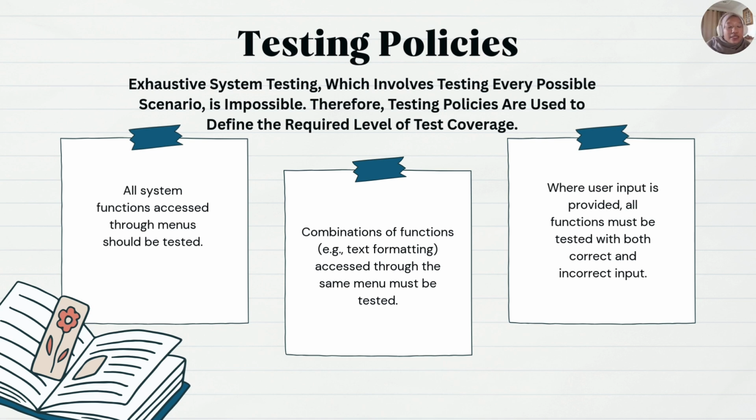In short, testing policies are used to define the required level of test coverage. Right, so it involves the testing. Testing every possible scenario is impossible. So we go for the examples. The first one is that all the system functions accessed through the menu should be tested. The second is about the combination of functions, like text formatting. For example, text formatting accessed through the same menu must be tested also. Right, so the third is where user input is provided, the function must be tested with both correct and incorrect input.